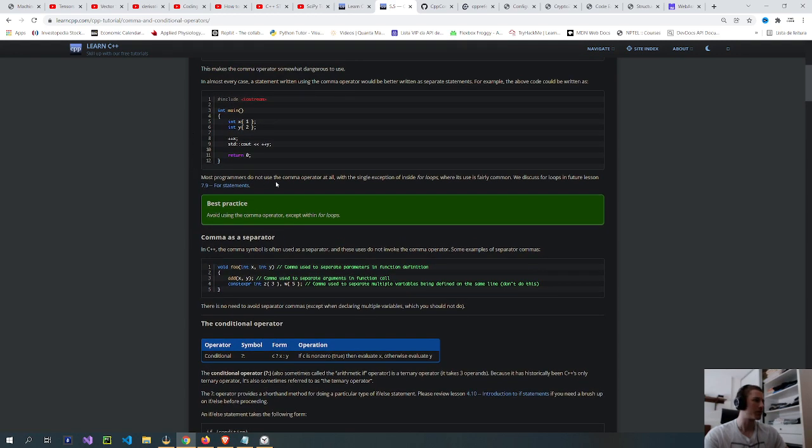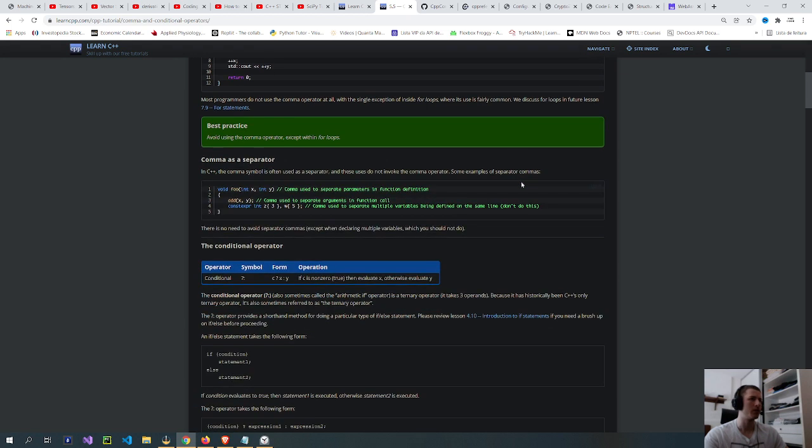Most programmers do not use the comma operator at all, with the single exception of inside for loops, where its use is fairly common. We discuss for loops in future lessons. Best practice: avoid using the comma operator except within for loops.